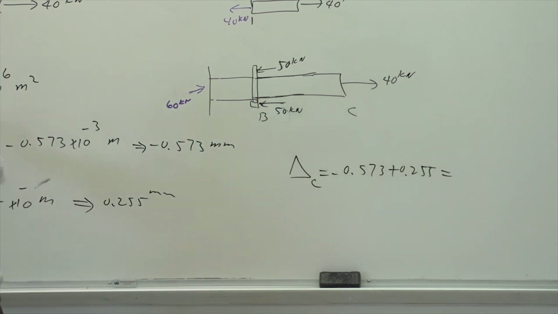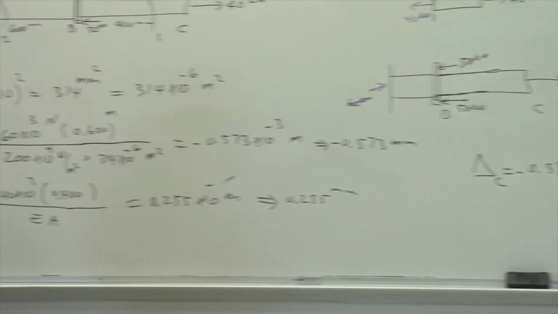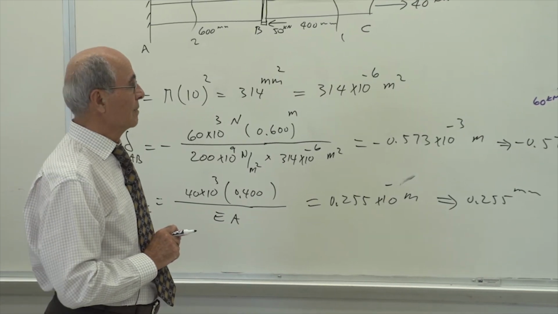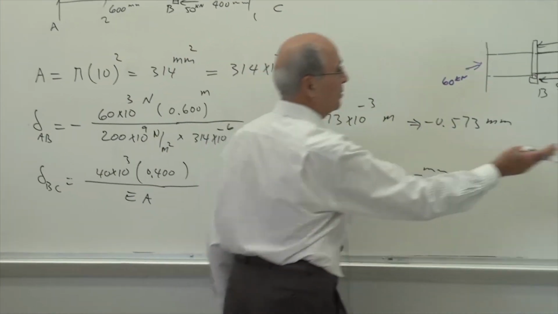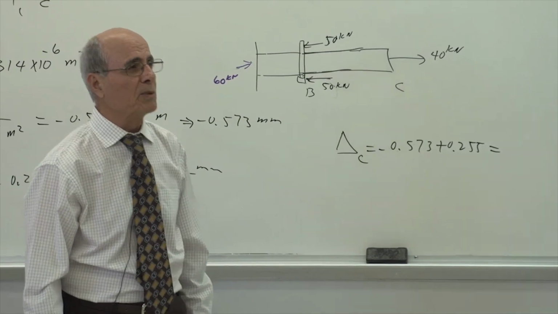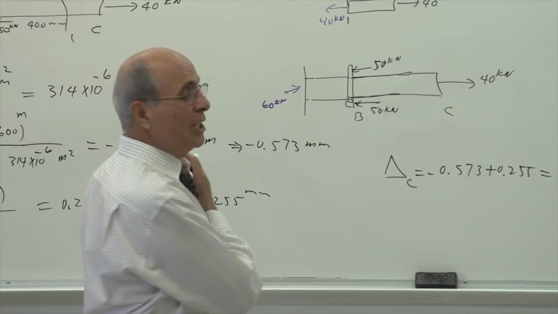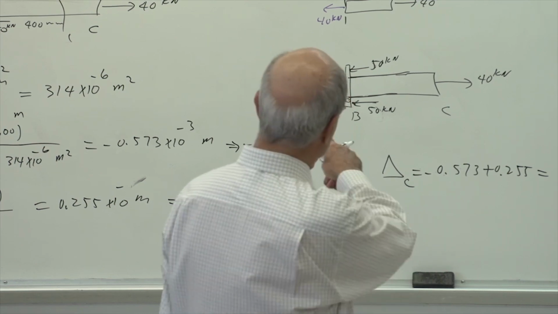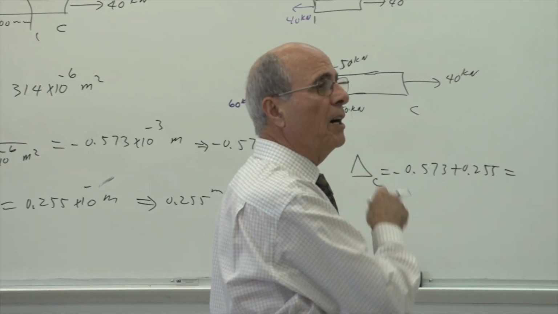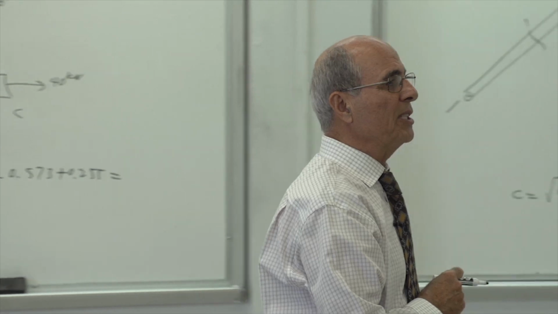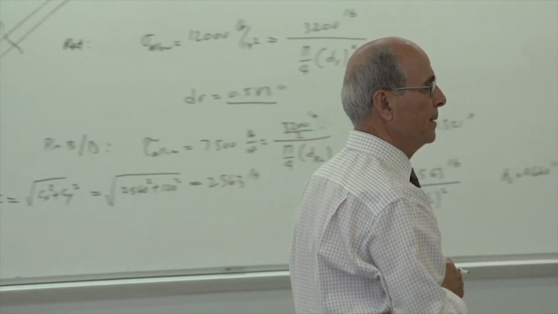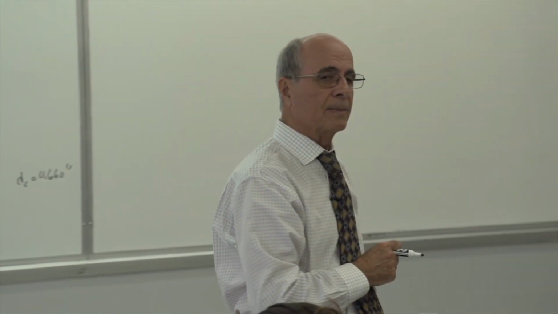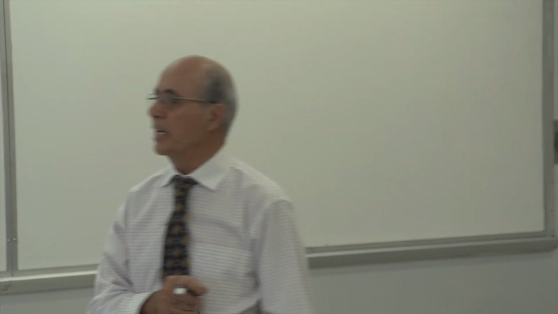Now, can you tell me how much point B moves? Either that number, or that number. Which one? How much does point B move? Notice A is fixed. Yes, A is not moving. How much does B move? B moves to the left, minus 0.573. Everybody see that? Everybody okay? Okay, next problem.